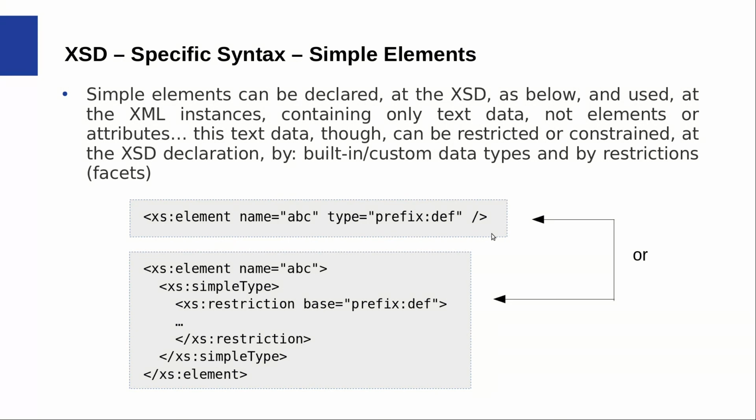But instead, if you're already sure that you're going to need additional constraints on that data type, you're forced to use this extended declaration and also the facets or constraints inside here, as we are going to see in the next slides. So basically this is the difference of these two ways of declaring simple elements.